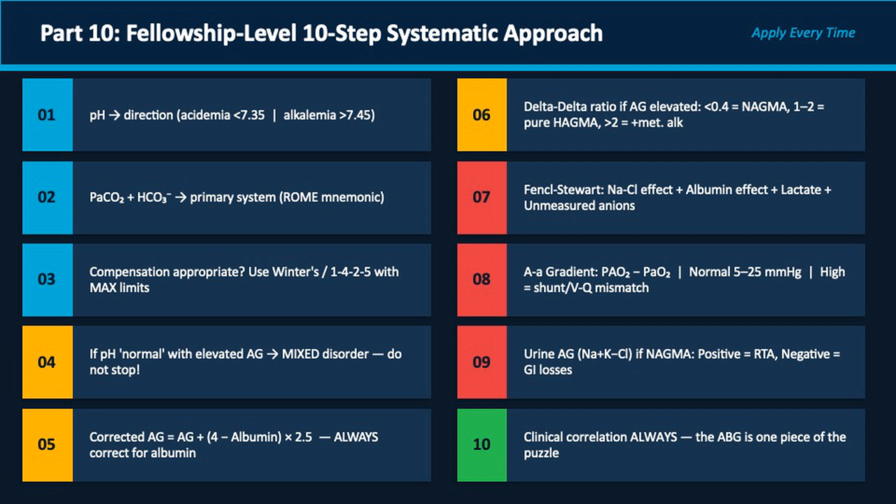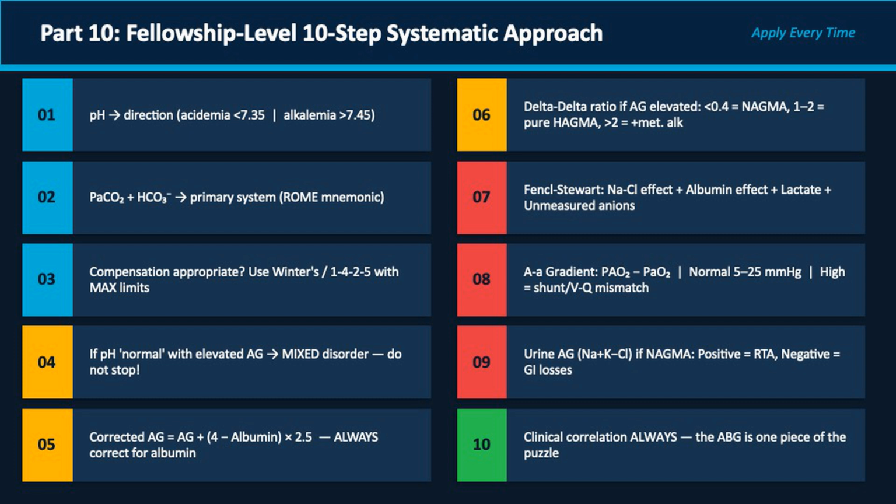Step 4. If pH looks normal, but CO2 and bicarbonate are both abnormal, do not stop. There is a mixed disorder. Step 5. Correct the anion gap for albumin. And do this for every patient, every time. Step 6. If anion gap is elevated, calculate delta anion gap. Step 7. For complex ICU patients, run Fencl-Stewart approach. Step 8. Always calculate AA gradient. Step 9. If normal anion gap acidosis, calculate urine anion gap. If positive, RTA, kidney problem. If negative, diarrhea, gut problem.